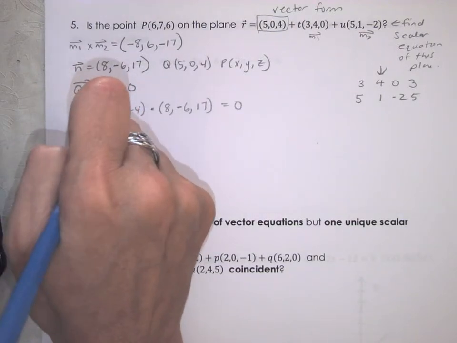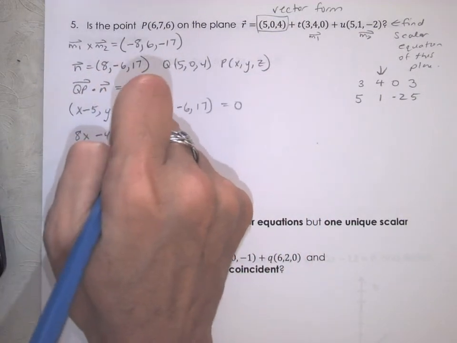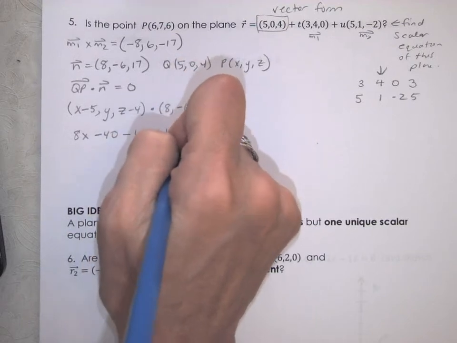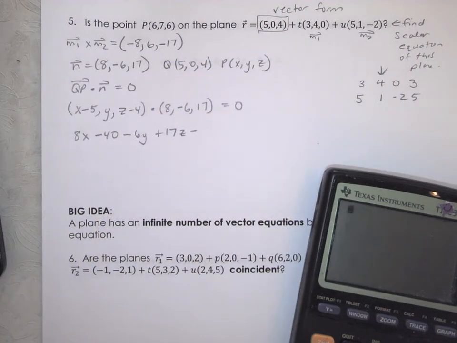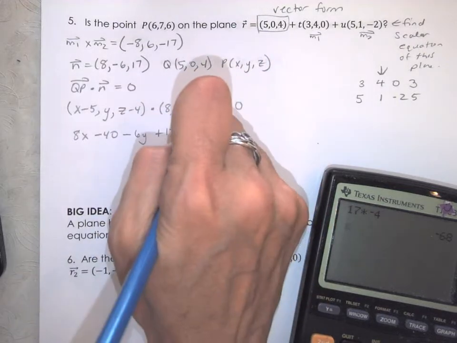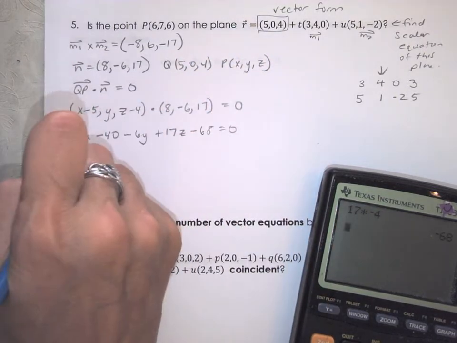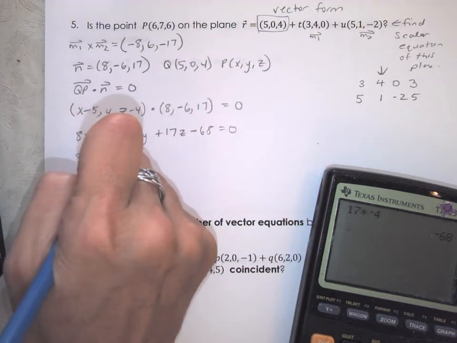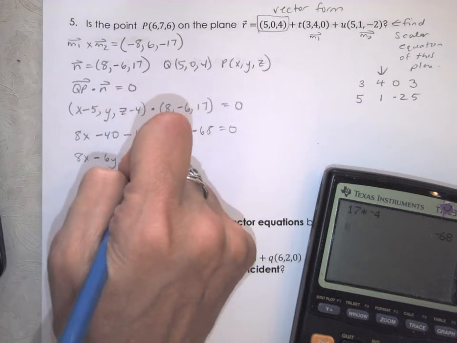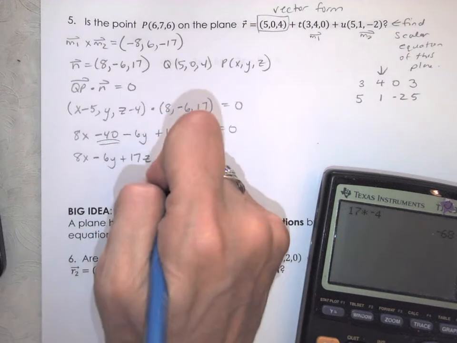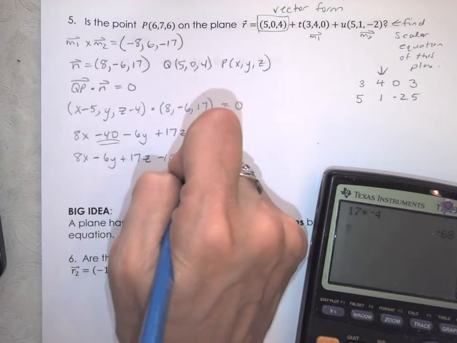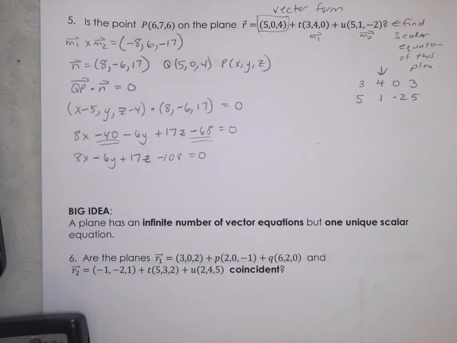And 8x minus 40 minus 6y plus 17z minus 17 times negative 4, negative 68. So 8x minus 6y plus 17z, and then we're combining negative 40 and negative 68, minus 108 equals 0. So that's our scalar equation.